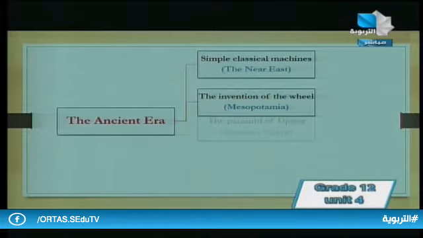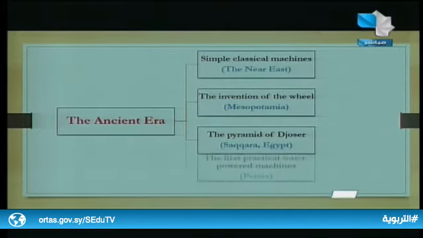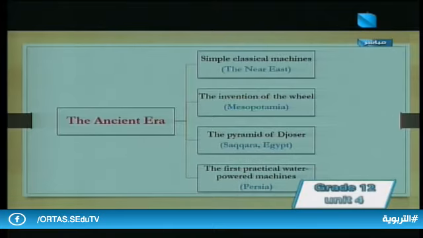So in this period, there were, let's say, inventions. Some simple classical machines in the Near East, and the invention of the wheel in Mesopotamia.